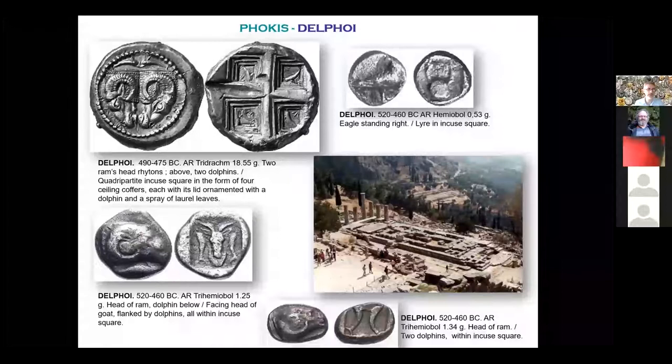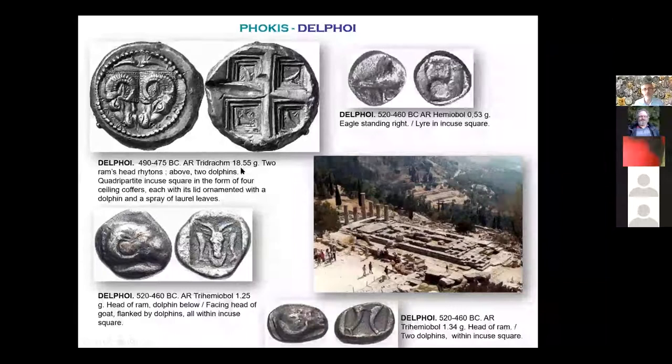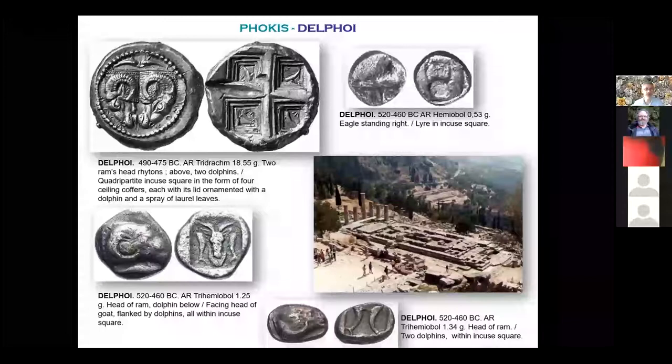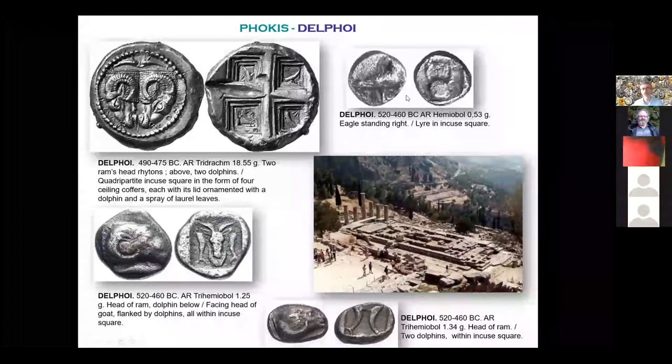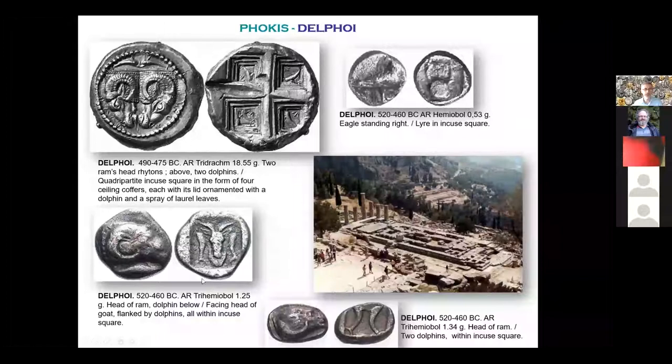This one is really interesting, at 3 drachms, 18.55 grams. They are very rare, but there are at least several examples known. And rightfully, they chose the head of a ram on most of their coins. And of course, a lyre here. Ram is the attribute of Hermes. Apollo gives prophecies, and Hermes carries those prophecies to others.